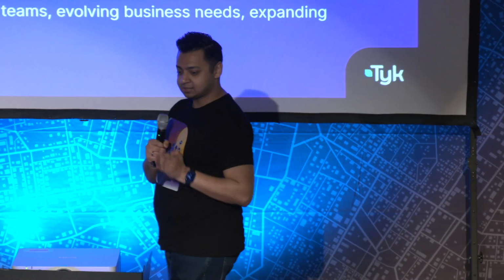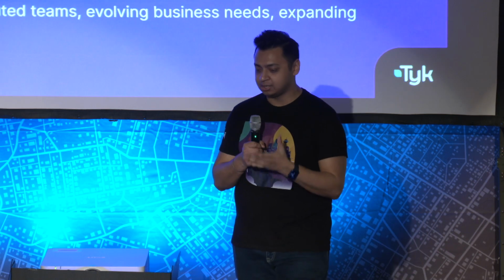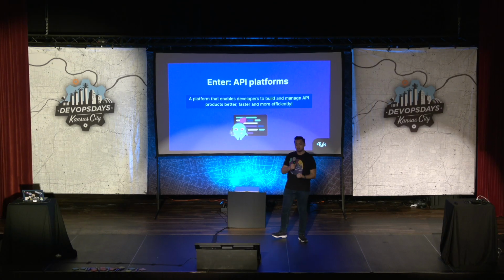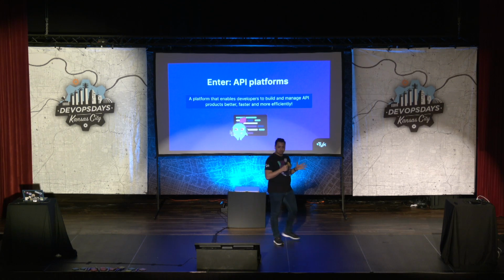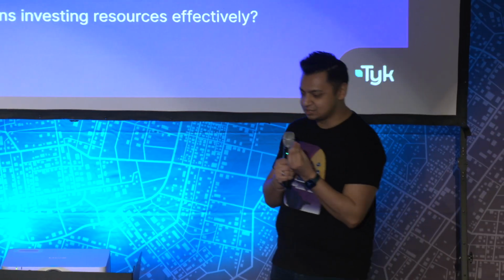But building APIs is hard. It's not just about the functional logic. It's also about the security. It's about governance, but also managing distributed teams, evolving needs, and expanding tool stacks. So what is the solution? One of the solutions is API platforms. Now, API platform, for those who don't know, it's a platform that enables developers to build and manage API products better, faster, and efficiently. It's an oversimplification, but that's kind of the essence of it.